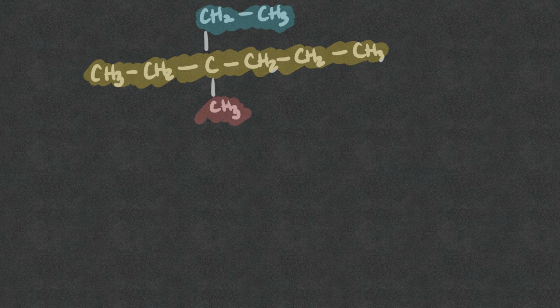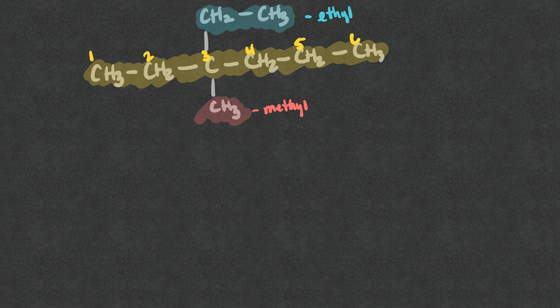Okay. Now let's go ahead and name these substituents. So this is an ethyl group. All right. And then this substituent is a methyl group. Let's go ahead and number the carbons in our main chain: 1, 2, 3, 4, 5, 6. Okay, so this is what we have here. Now, let's go ahead and name them.